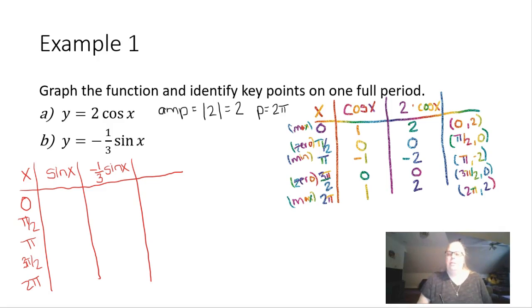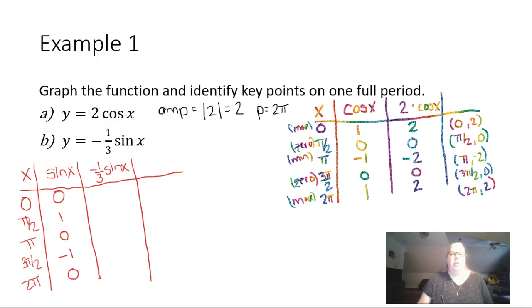All right, and using the unit circle, now I'm going to take the sine. The sine at 0 is 0. The sine at pi over 2 is positive 1. The sine at pi is 0. The sine at 3 pi over 2 is negative 1. And the sine at 2 pi is 0.